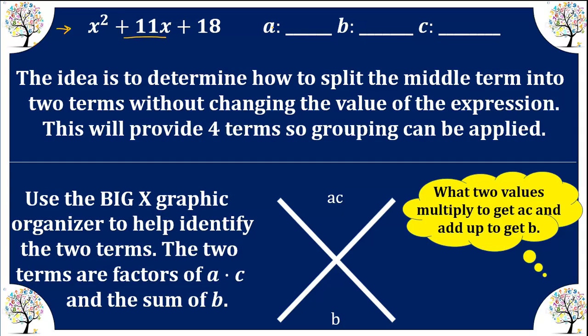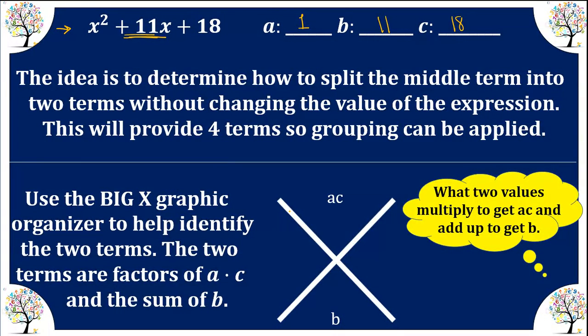Let's go ahead and identify each of these parts. Our a value is 1, it's an understood 1 here. Our b value is 11, and our c value is 18. Very simple. Now, I like to use a graphic organizer to help me know what two terms I'm going to use to split the middle term. Because there's a lot of combinations. We could do 1x and 10x. We could do 2x and 9x. There's so many combinations, but there's only one that's going to work.